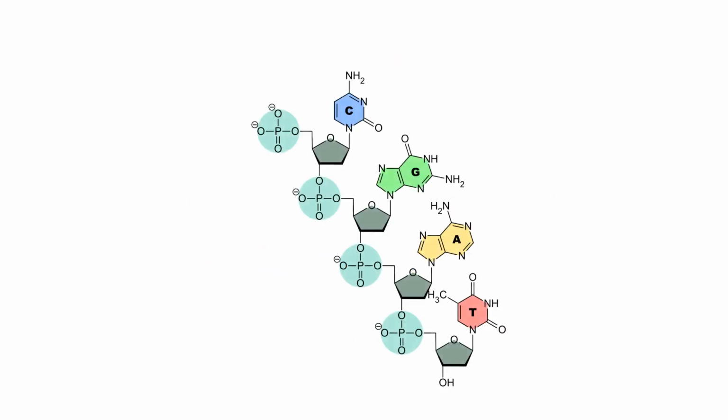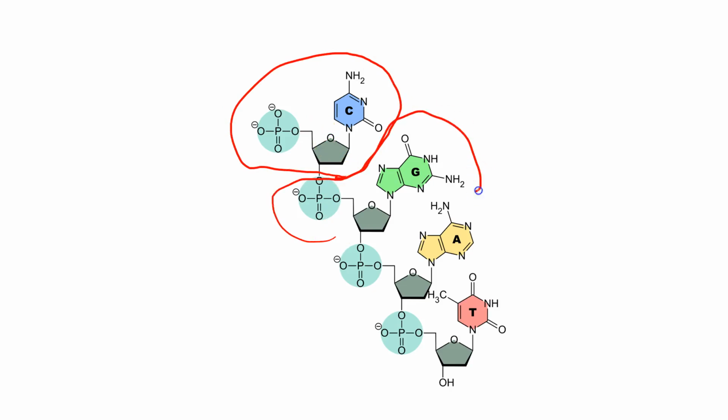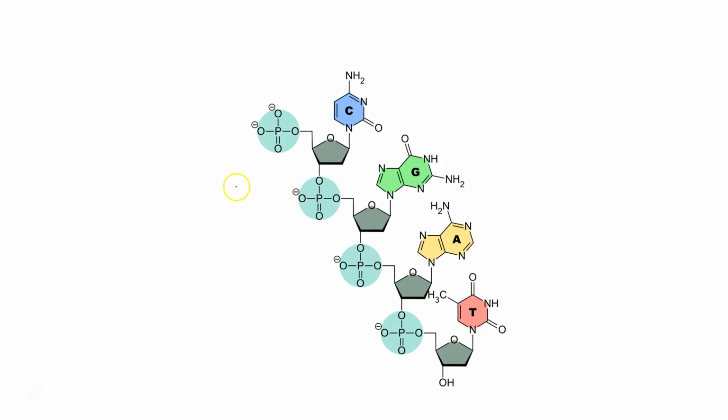Here's an example of a series of nucleotides. Each thing that you see here is one nucleotide. So there is one nucleotide. Here is another nucleotide. There's another nucleotide. Okay. And if you look at this, you're going to start to see that each nucleotide has 3 parts to it.